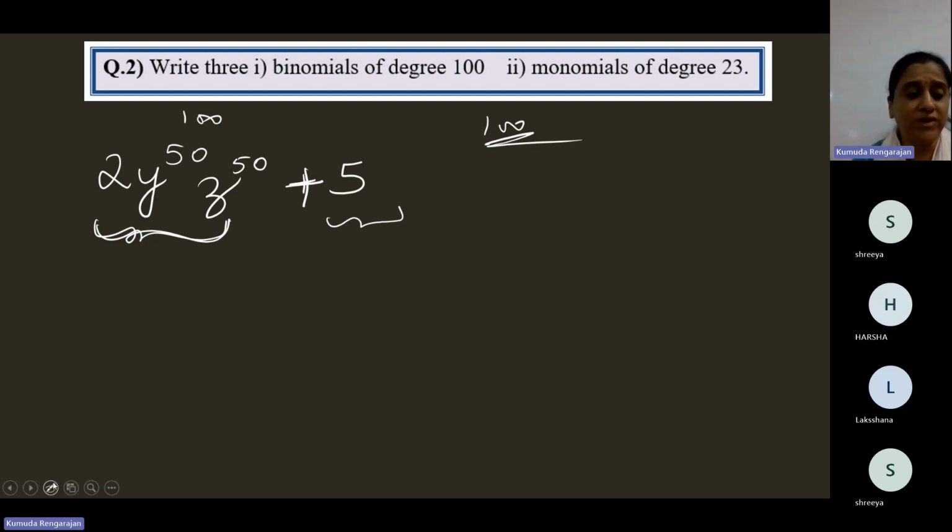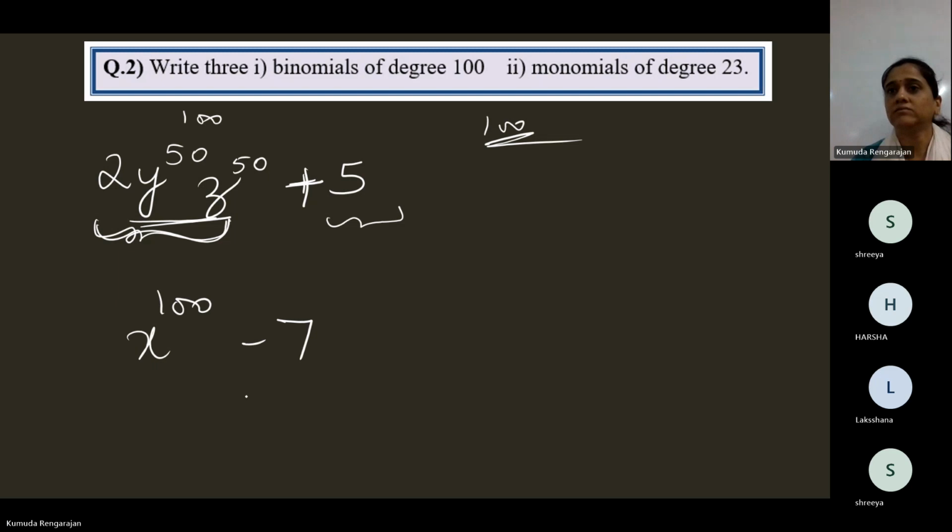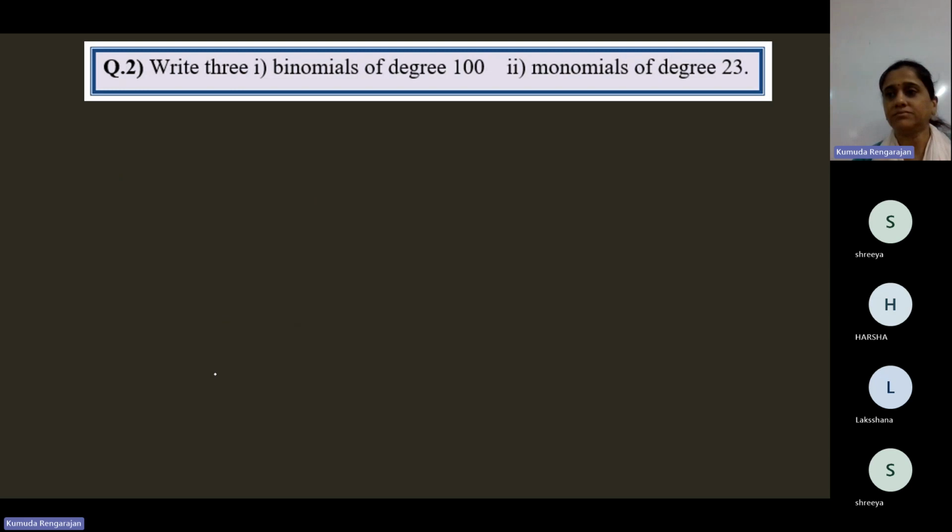If your teacher says in only one variable, then you cannot give this example. Then you will say, we discussed like this in the class, but my teacher did not give me marks. That's because if the question says one variable, you should use only one variable. And then the example will be like this, x to the power 100 minus 7, for two terms, binomial, and degree is 100. So be careful. See all the conditions before you write the example.